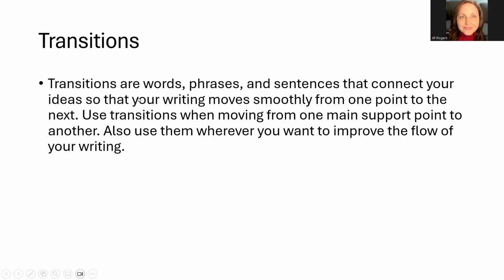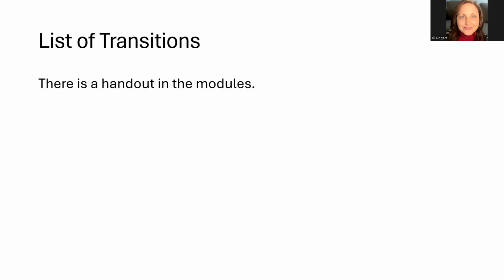So transitions are words, phrases, and sentences that connect your ideas so that your writing moves smoothly from one point to the next. You should use transitions when moving from one main point to support another. You also use them whenever you want to improve the flow of your writing. There's a list of transitions, and I do a separate video on all of these and explaining what they mean. It's just got a little long to do that here. So there'll be another video on the transitions, what they mean, and also these important transitions called conjunctive adverbs. So please check out that video after this.